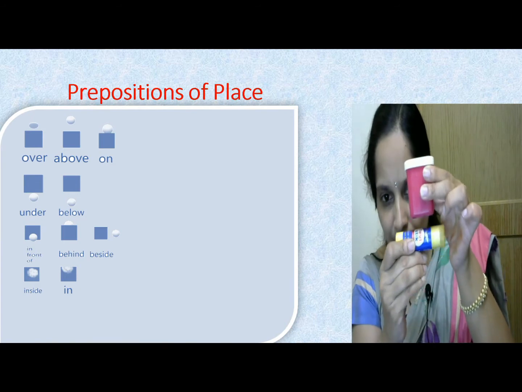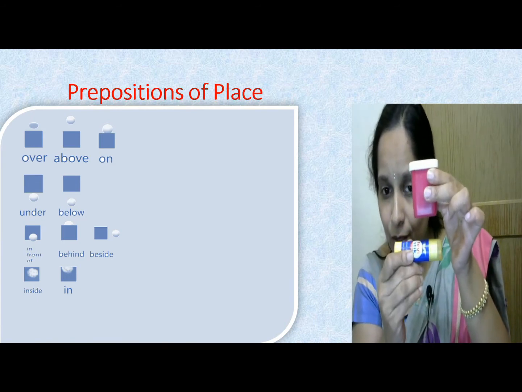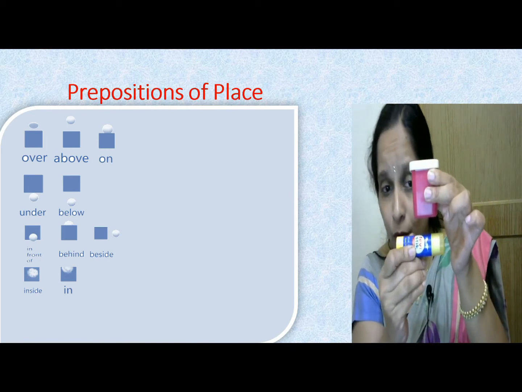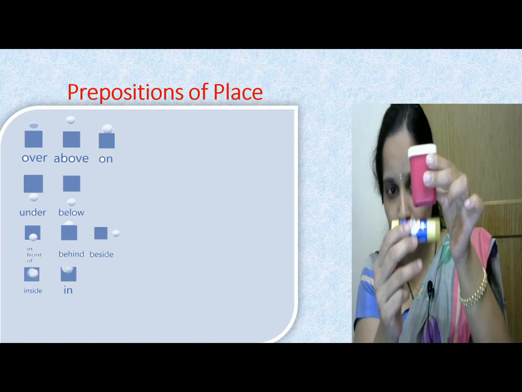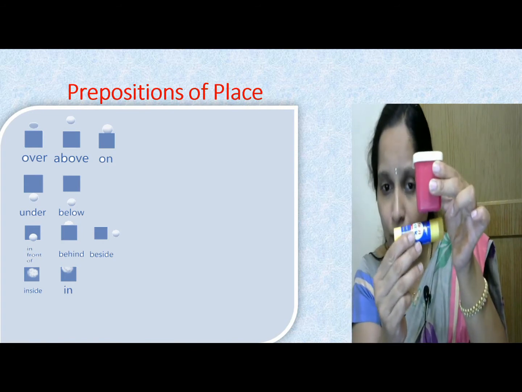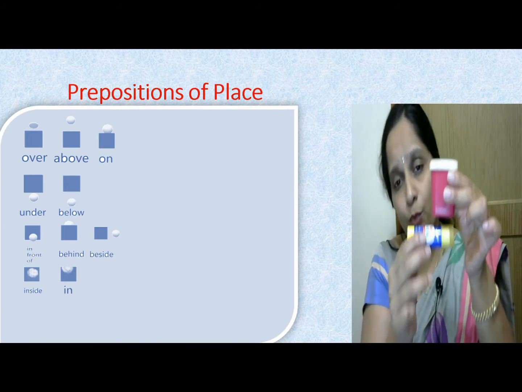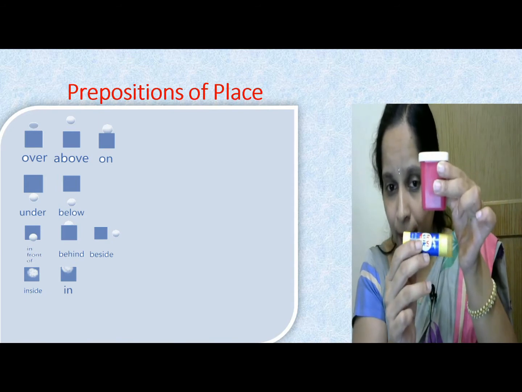If I just give a small gap between the two objects, now where is the glue stick? The glue stick is below, right below the box, wherein there is a gap between these two objects. There is a gap, so it is just below the box. Hope you're able to understand with this example.